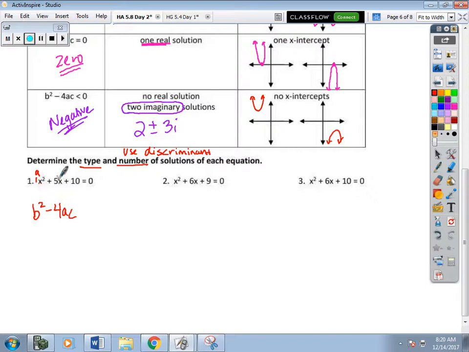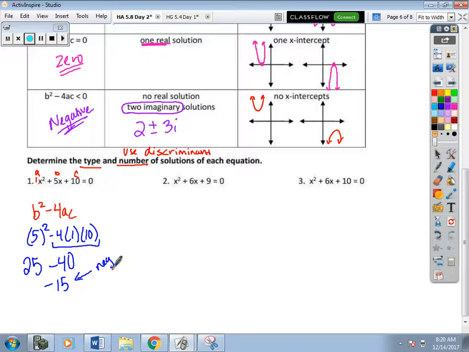So we can see that a is 1, b is 5, and c is 10. So we just plug in those values. Again, use your order of operations, so exponents first. And then you are multiplying all three of those things together. So -4 times 1 is -4 times 10 is -40. And then we would subtract those and we will get a negative number, -15. Okay, so since the discriminant is negative, that indicates that there are no real solutions, there are two imaginary solutions.